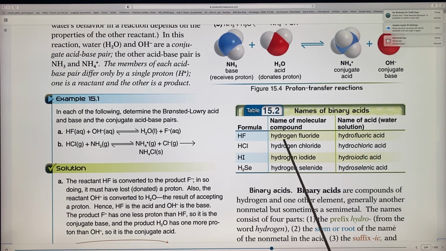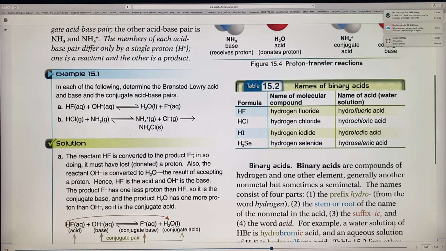This HF is hydrogen and fluoride. This would be hydrofluoric, where we add -ic to the end of it. And this is hydrogen and chloride, hydrochloric. Hydrogen and iodine, hydroiodic. And on to hydrogen selenide, hydroselenic acid, right? That seems pretty easy.